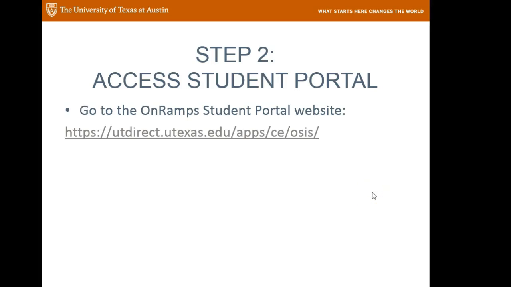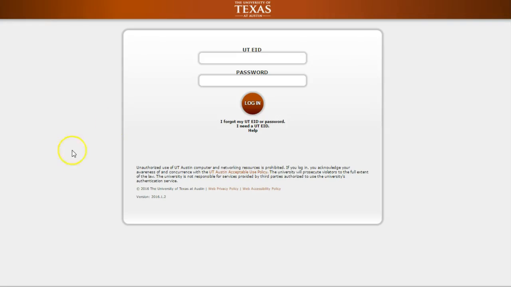Now that I have a UT EID, I can move on to step 2, accessing the student portal to register for my OnRamps course. I'm going to click here to go to the portal. When I arrive at the website, you can see that I'm immediately prompted to enter my UT EID and password. So I'll enter those and click Login.